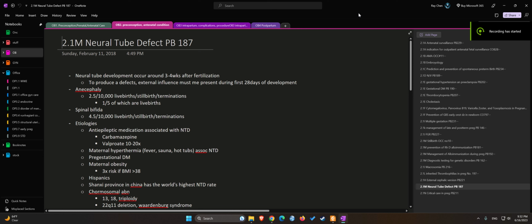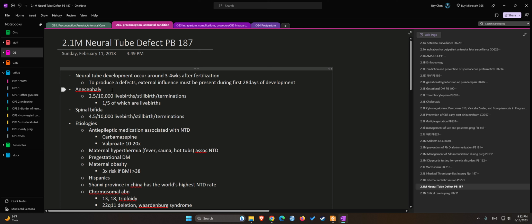Let's talk about neural tube defects. Neural tube development occurs around 3 to 4 weeks after fertilization. To produce a defect, external influence must be present during the first 28 days of development. Anencephaly: 2.5 out of 10,000 live births, stillbirths or terminations, 1/5 of which are live births.